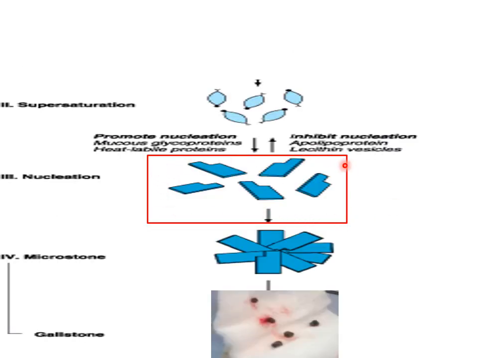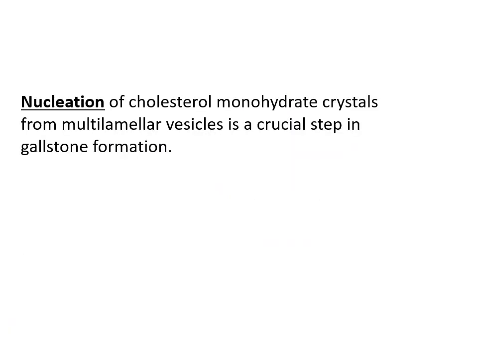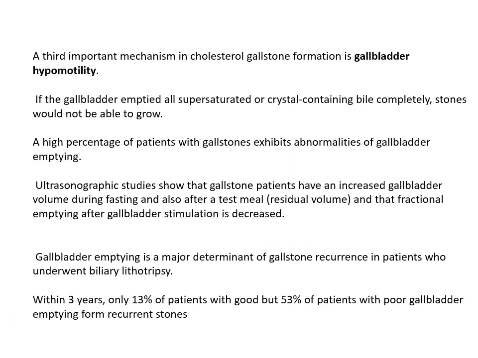So as I told you, once it goes into the nucleation phase, there are no checks and balances, and it will rapidly go into the stone phase. So this is your timeline of gallstone formation. We were talking about this cholesterol and bile acids. Is there something else working?